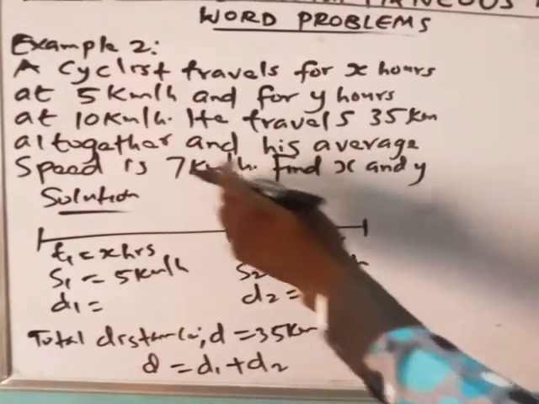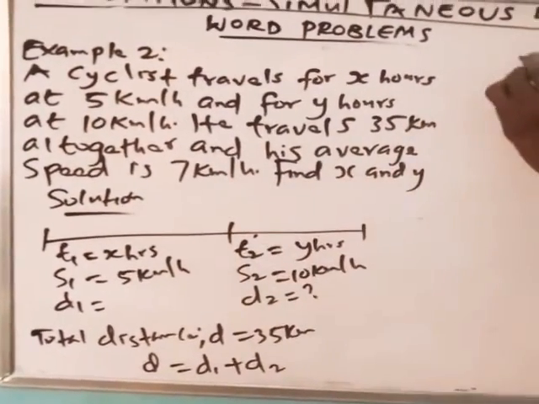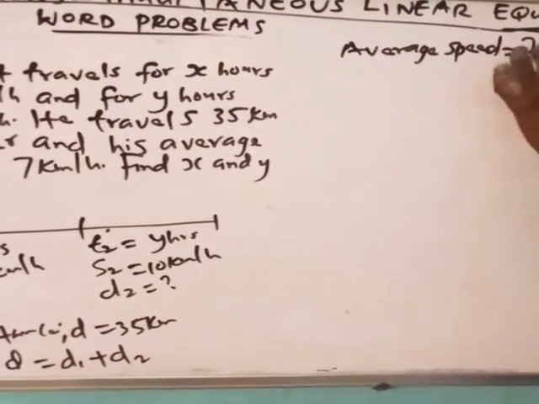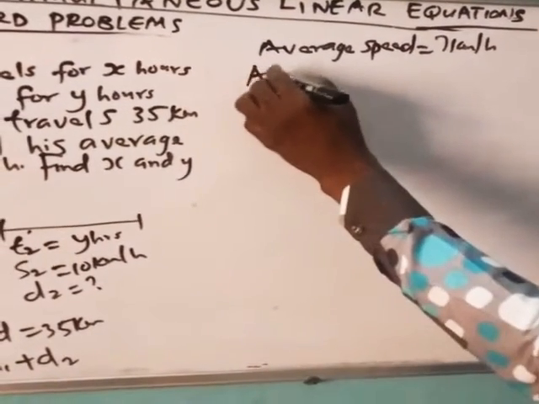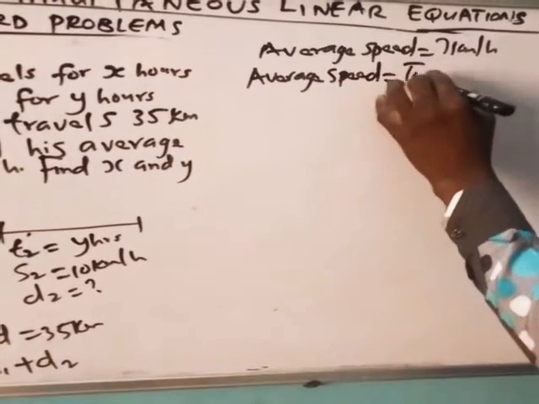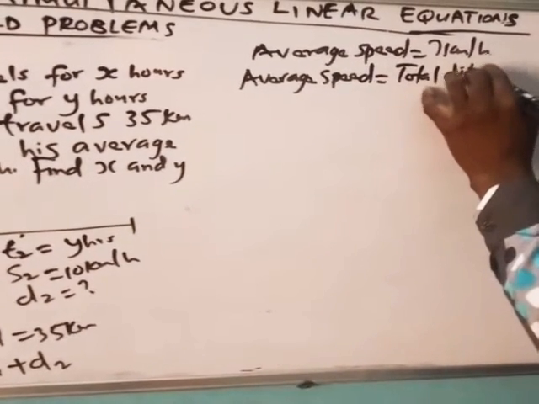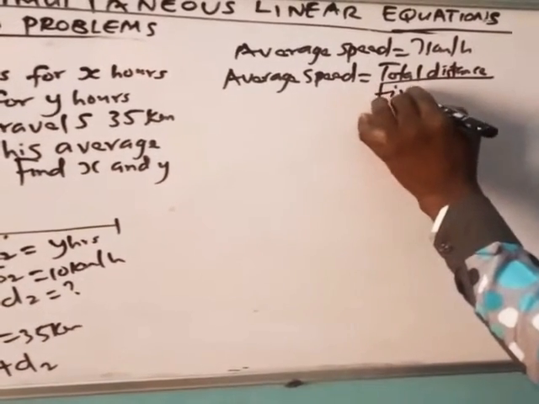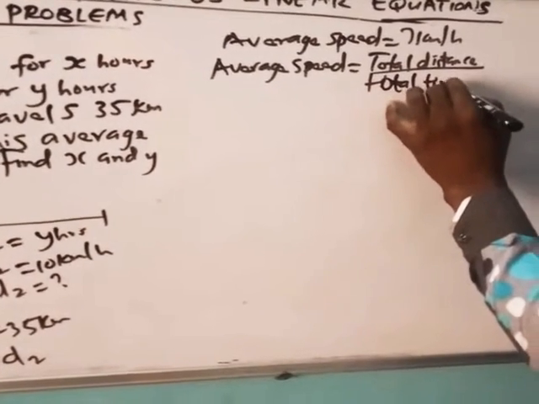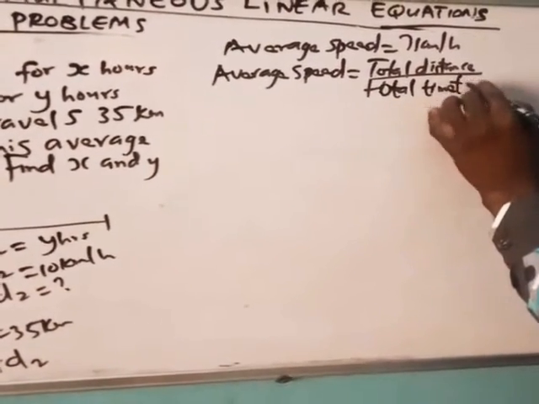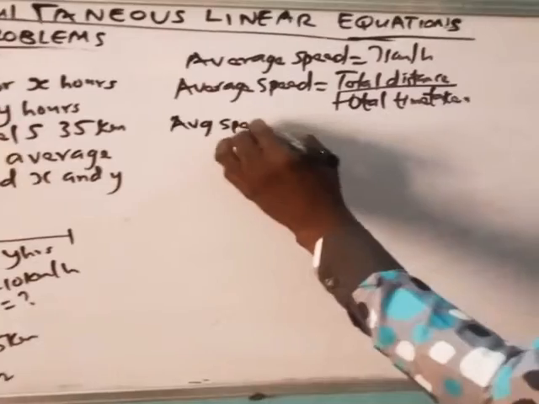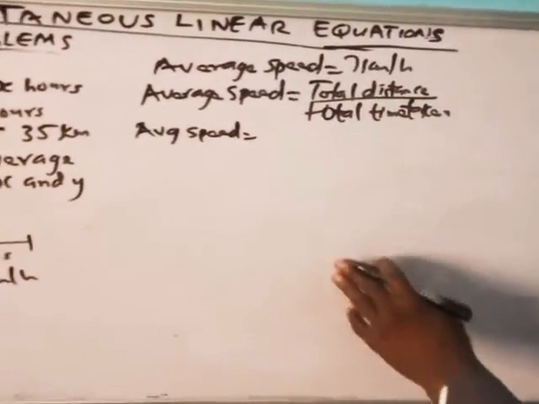Now, his average speed is 7 km per hour. Your average speed is equal to total distance over total time taken. That's your average speed. So the average speed is given as 7 km per hour.